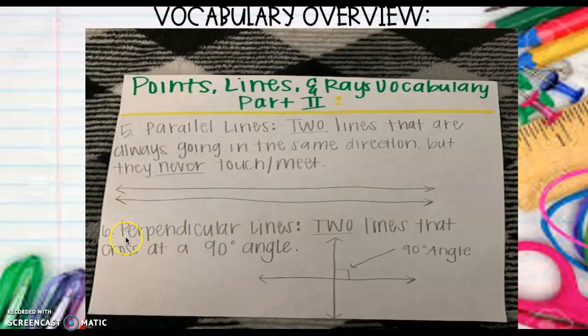Okay? And then we have perpendicular lines, and I know that's a big word, but it's perpendicular. And that means that there's two lines and they cross at a 90-degree angle. So they cross here and they cross here. So these actually touch, they actually meet. But what makes them unique is when they do touch, they form something called a 90-degree angle. Okay? So I'm going to pause here so you can look at the vocabulary.